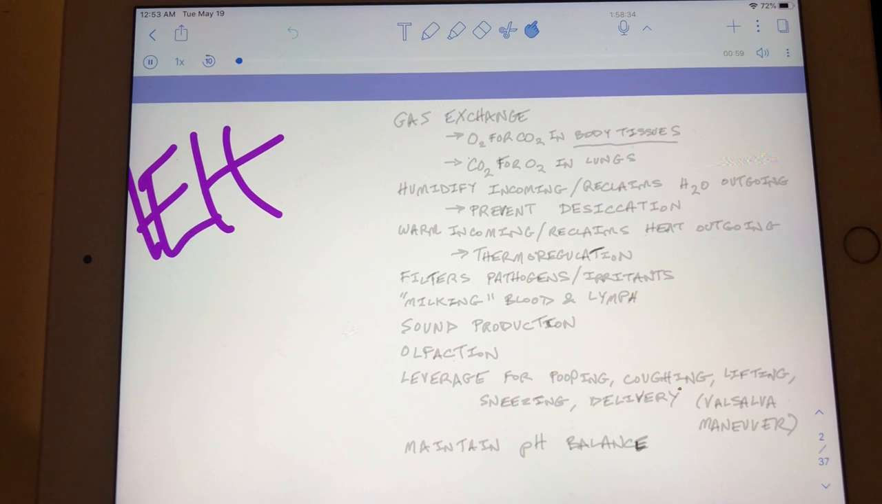Obviously, gas exchange, and if we can be thorough now, I think that'll help us in the end. So, what are we exchanging? We're exchanging, or giving up O2, surrendering O2, in exchange for picking up CO2 in the tissues, or in body tissues.